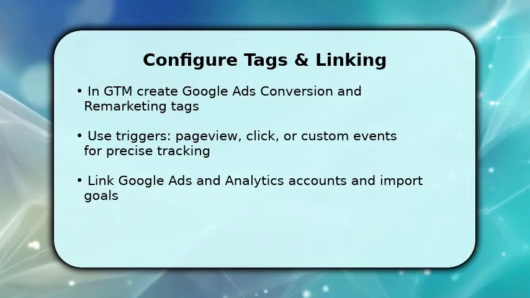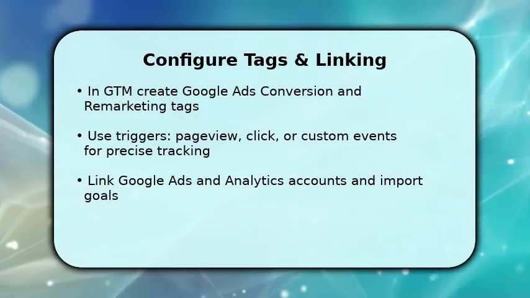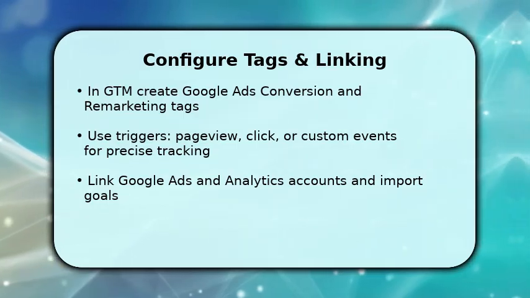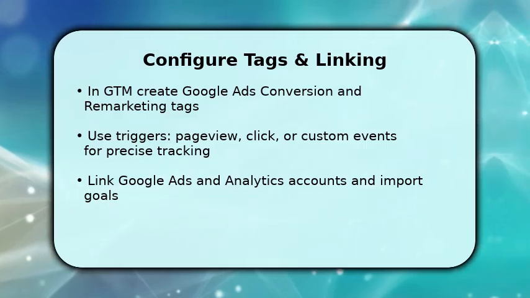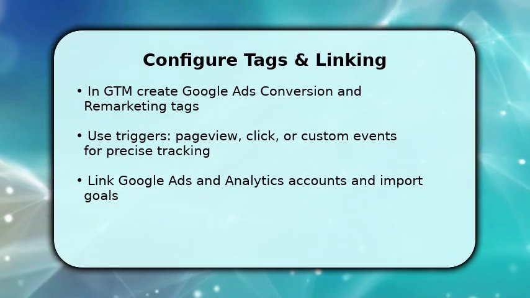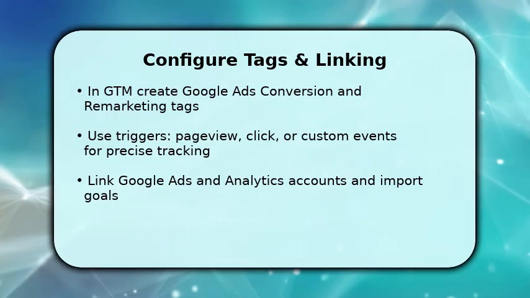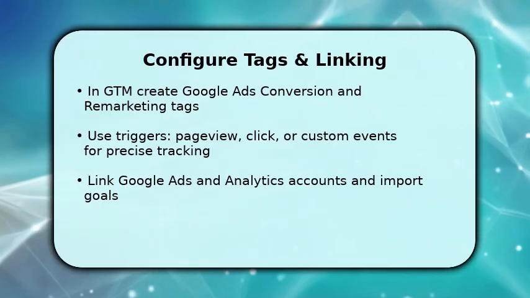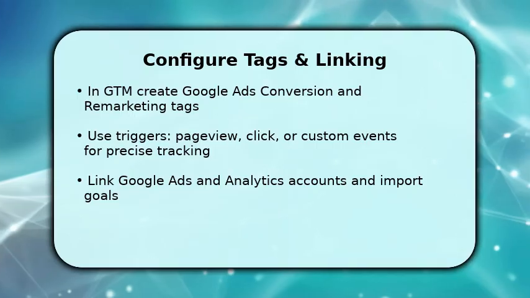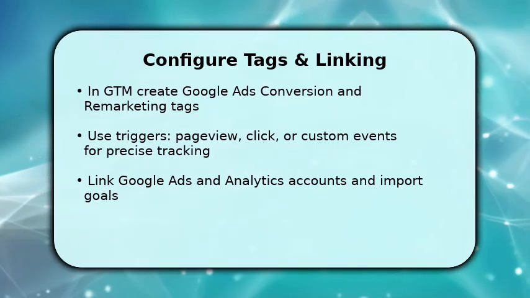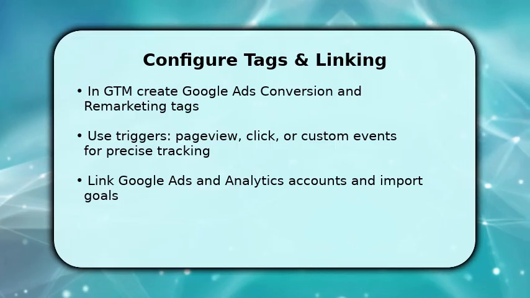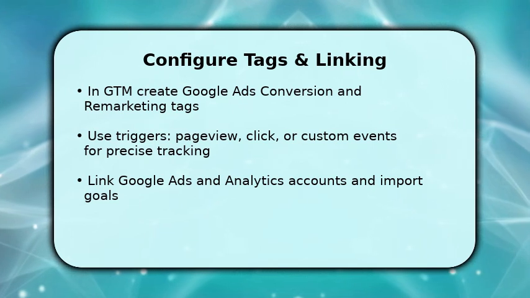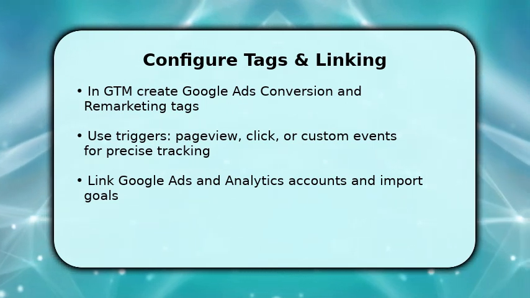Now you'll configure tags and link accounts. In GTM, create a Google Ads conversion tag and a remarketing tag. Set exact conversion ID and labels so ads recognizes events. Use triggers like page view, form submission, or button click to control when the tag fires. That ensures accurate data and avoids duplicate conversions. Next, link Google Ads with Google Analytics and import analytics goals to ads, because linking lets you measure ROI and optimize campaigns based on real user behavior.